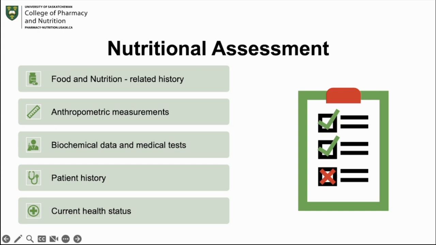In determining a patient's nutritional health, dietitians consider a patient's food and nutrition-related history. We will look at anthropometric measurements such as weight, as well as biochemical data and medical tests. So, for example, we would want to watch out for indications of hyperglycemia in a patient. Various acute and chronic diseases can cause various fluid needs, which will affect our calculations when deciding on the right PN prescription. We'll also look at patient history as well as their current condition.